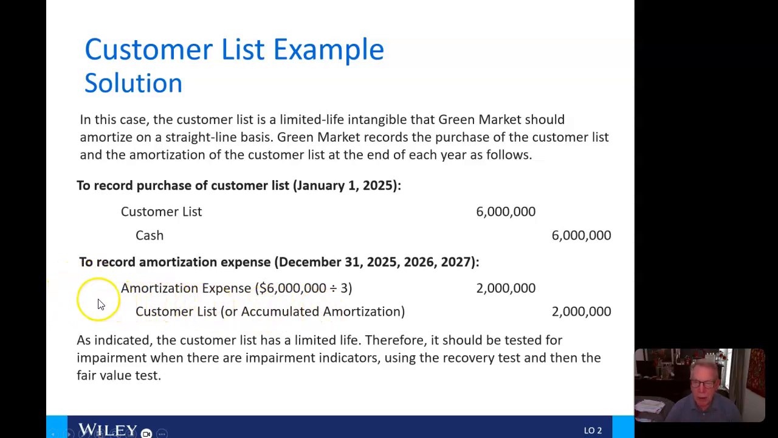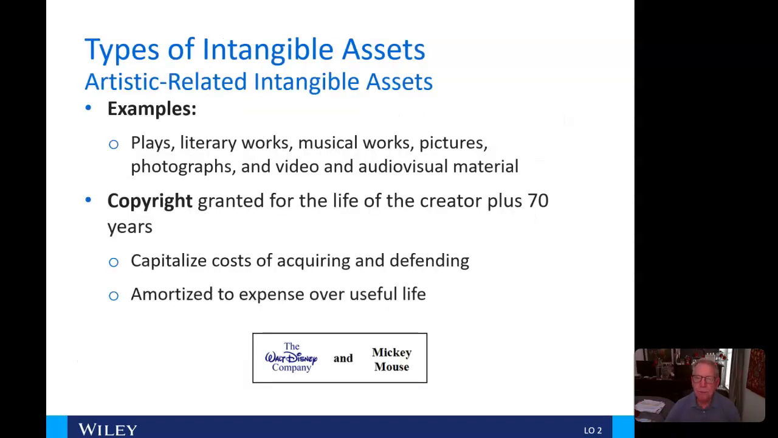We're going to amortize that customer list each year for $2 million amortization expense here, and reduce the customer list. Again, we could use accumulated amortization, but it's rarely done that way. So as indicated, the customer list has a limited life, and therefore it should be tested for impairment when there are impairment indicators using the recovery test and then the fair value test.